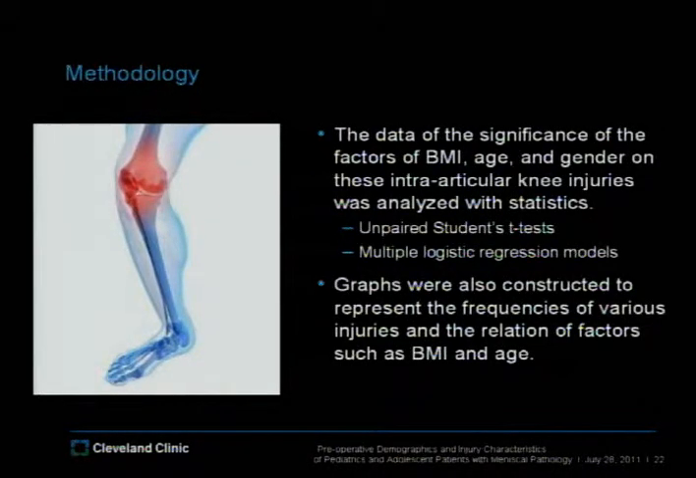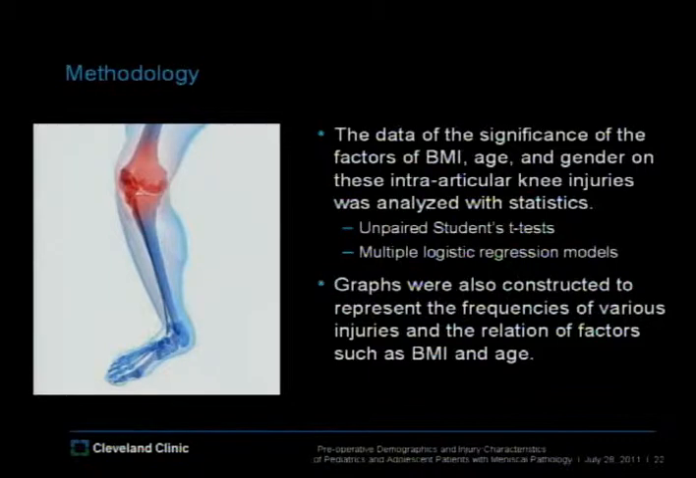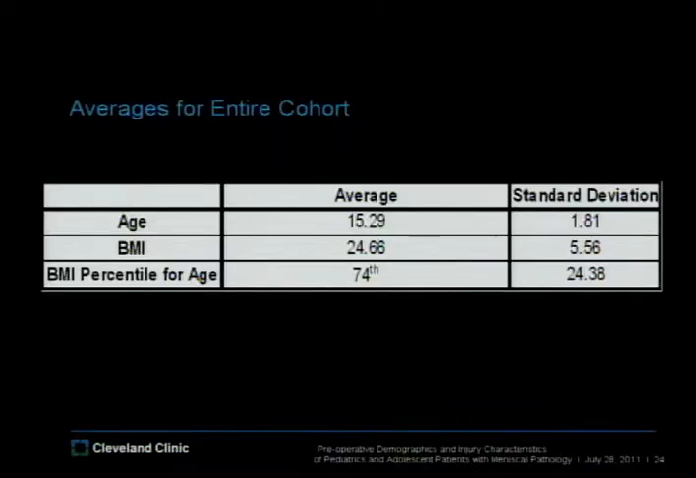And also, finally, we did statistics and graphs to analyze this data, so we used unpaired t-tests and multiple logistic regression models in order to compare the different factors. This chart shows just some of the averages for our entire cohort. So our average age was 15.29 years, while BMI was 24.66, and the average BMI percentile for the age was the 74th percentile, which, although in the healthy range, is slightly towards the upper level of it.